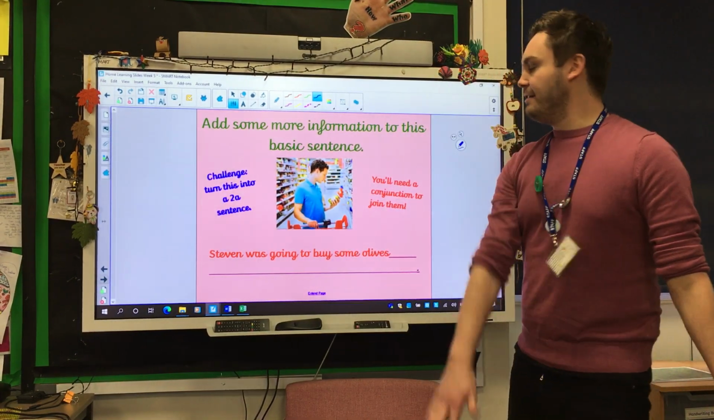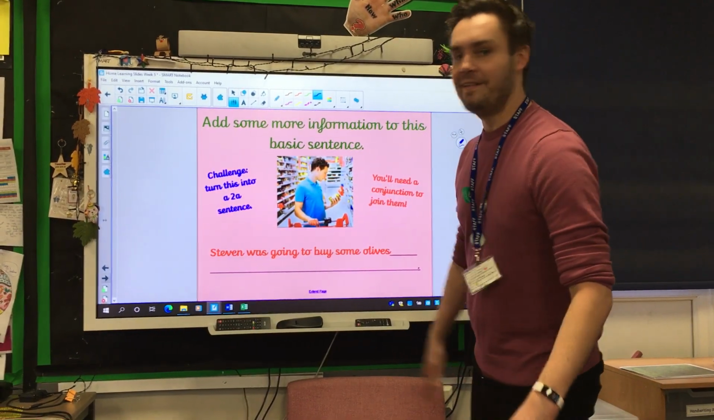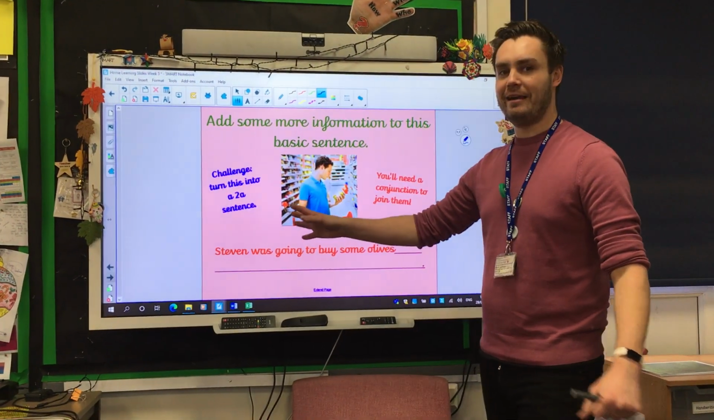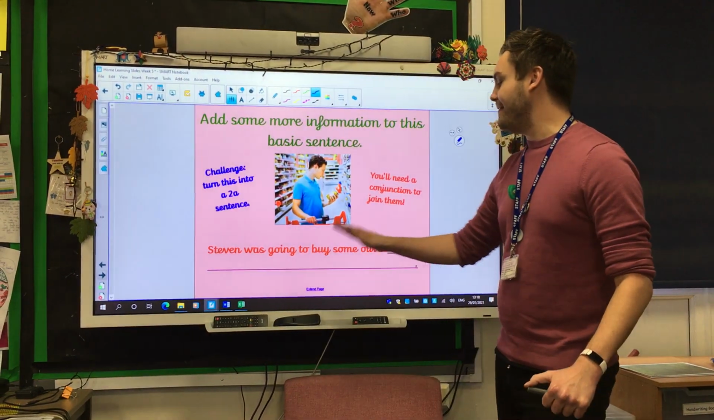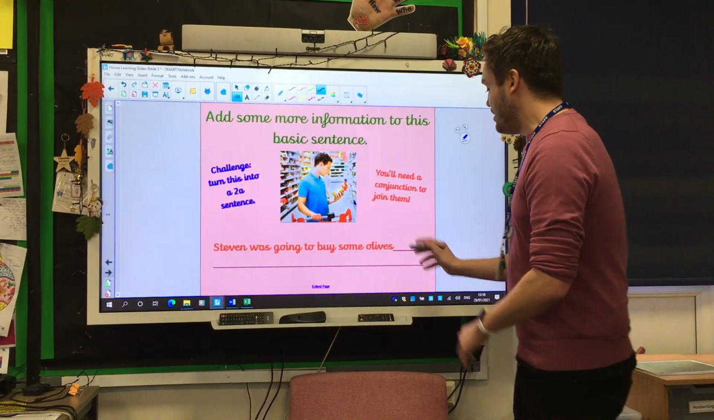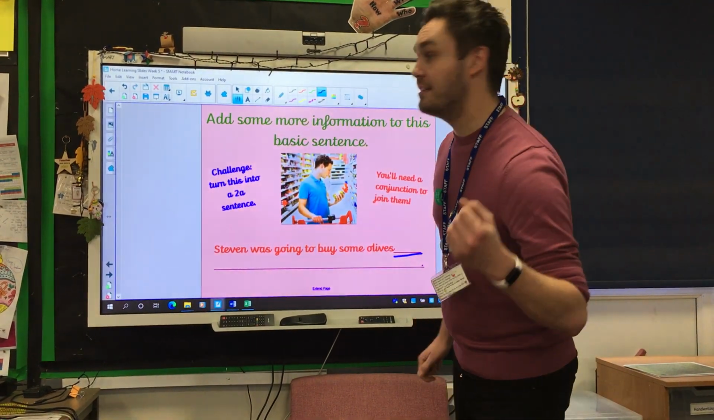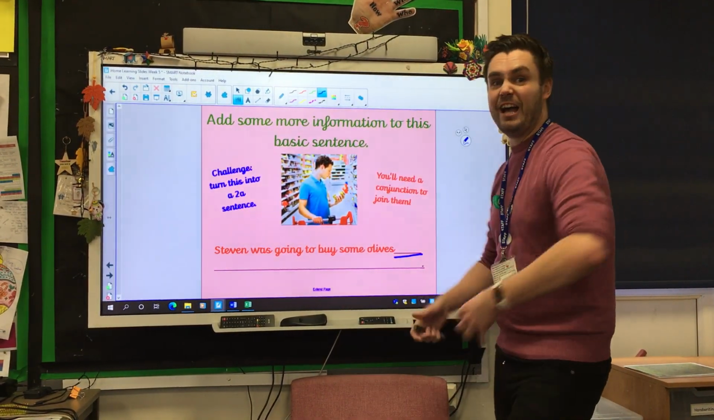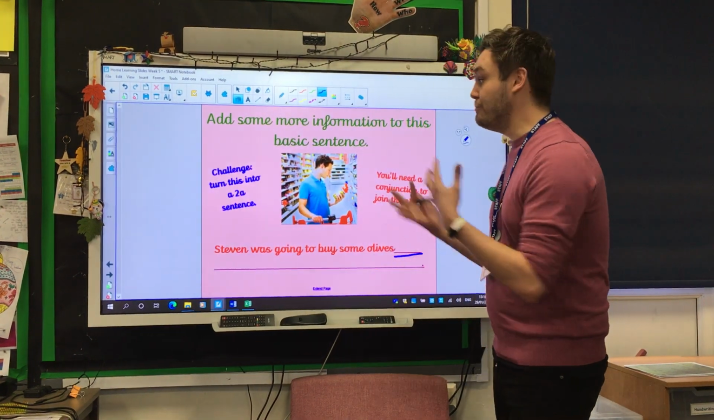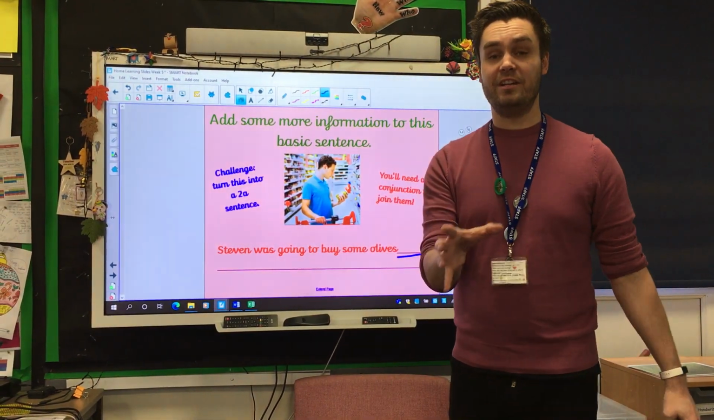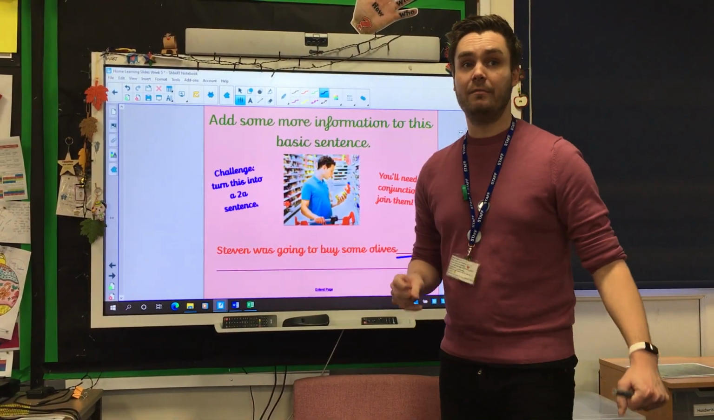We go again. Here is Stephen in the grocery shop. Let's see if we can turn this into a 2-way sentence, all right? Stephen was going to buy some olives. Remember, you're going to have to put a conjunction here. One of those connecting words we were looking at recently. Then, using the picture, think about what extra information you might want to provide. Pause the video, give it a go, come and see me in a minute.